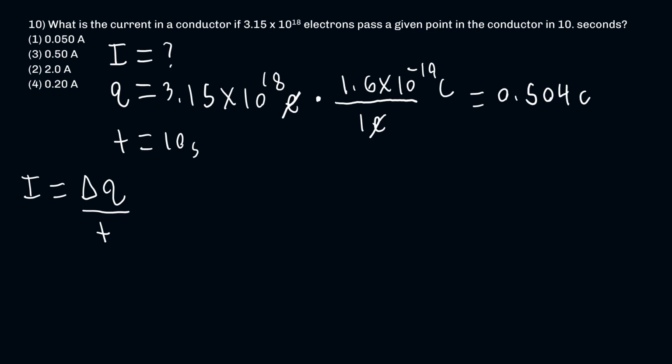So I'm just going to plug into the equation because I have my charge in coulombs and my time in seconds. Current is equal to the change in charge, which is essentially just the charge in this situation, so 0.504 coulombs over 10 seconds.